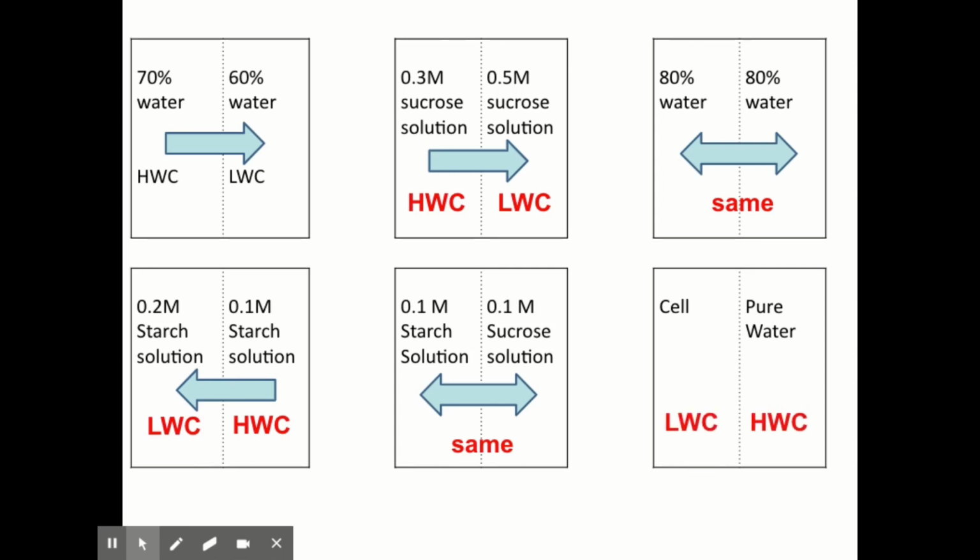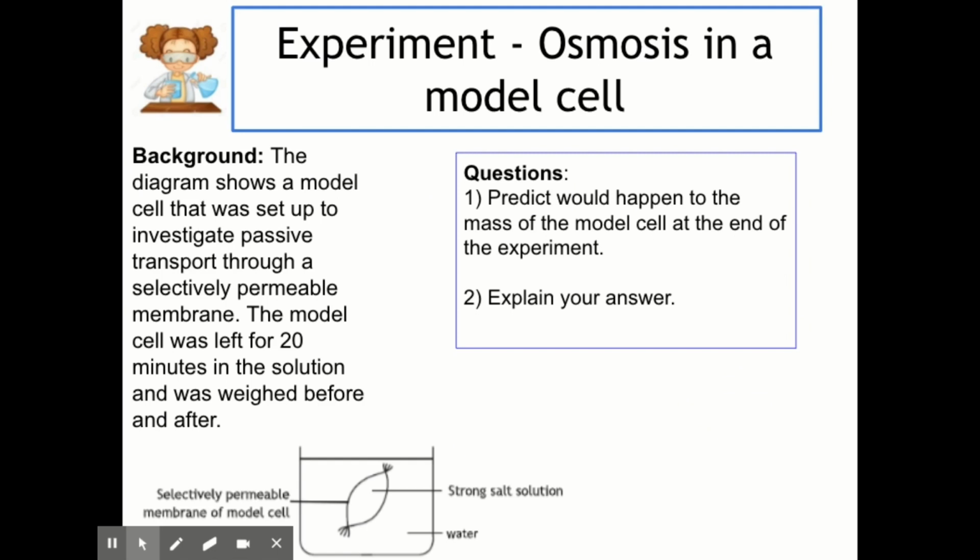And so the water will move from high to low towards the left. So now what we're going to do is put all of this information that we've just done into practice by looking at another quick experiment. So this is osmosis in a model cell.